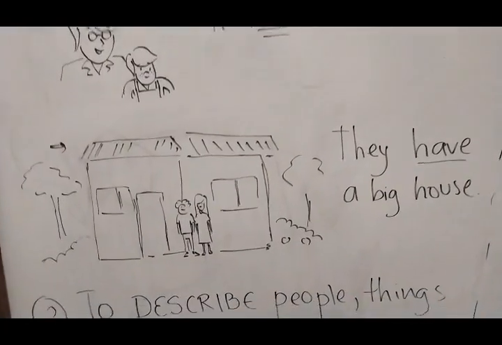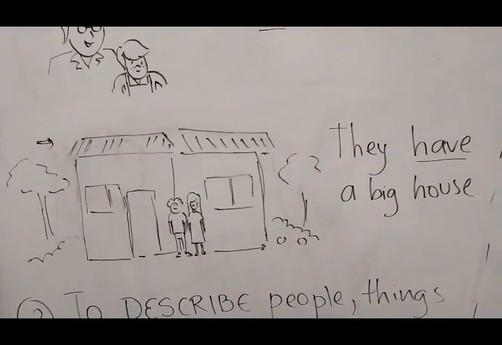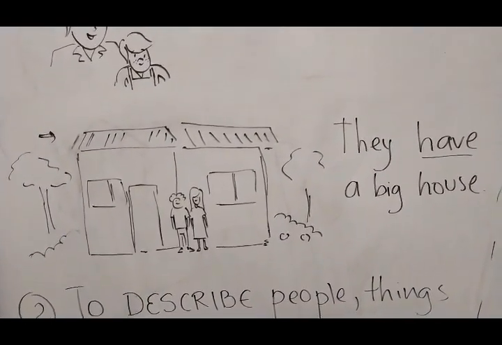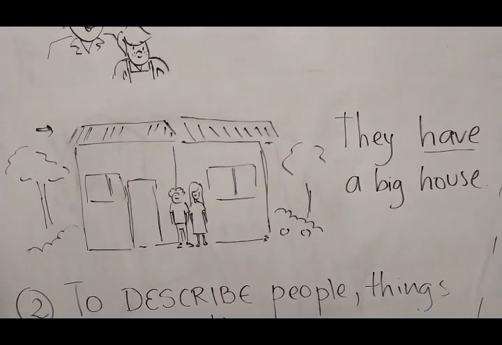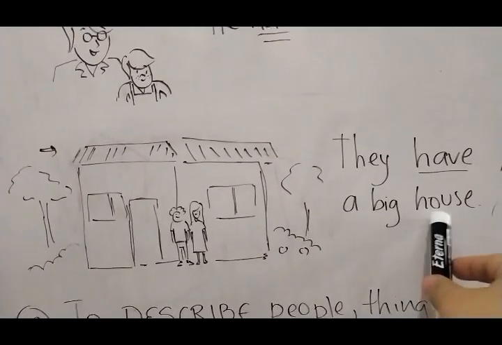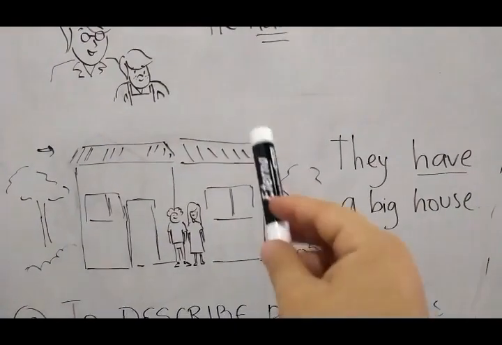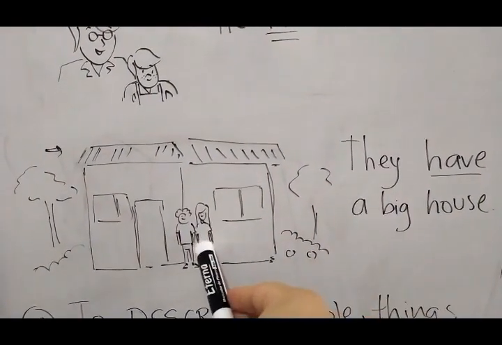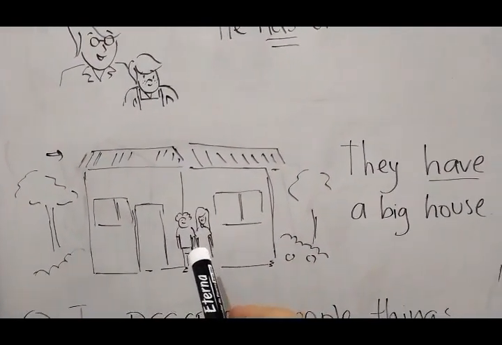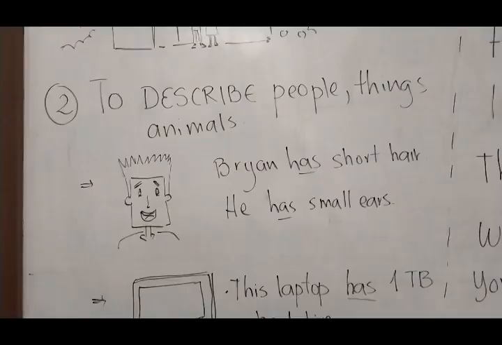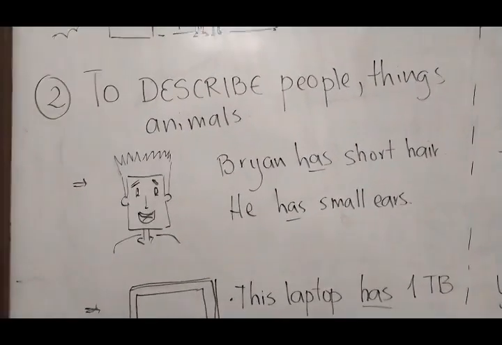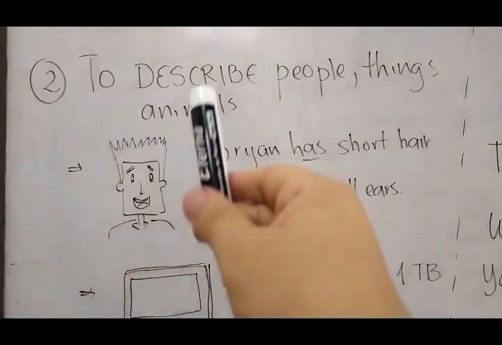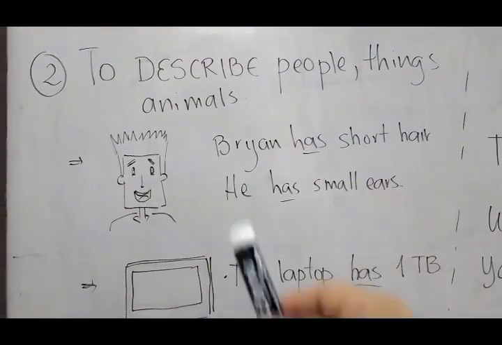Let's take a look at the next example. They have a big house. Ellos tienen una casa grande. So it means that this big house belongs to them. So it shows belongings. The second use of the verb have and has is to describe people, things, and animals.